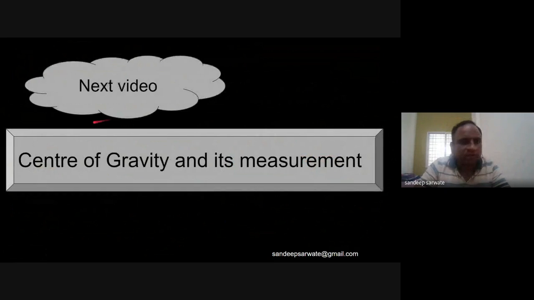In the next video, we'll try to understand a new concept, that is the concept of center of gravity of a body and how it is measured.